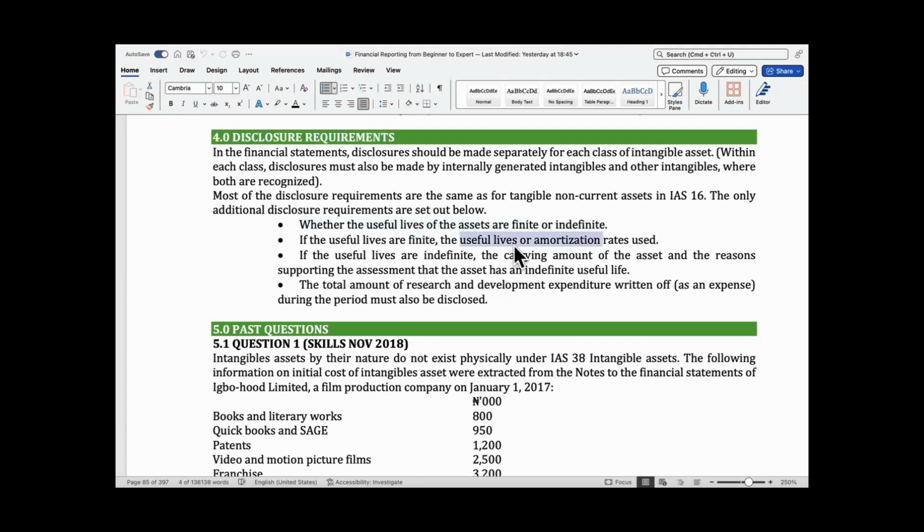If the useful life is indefinite, we need to state how we assessed that it has an indefinite useful life. You also need to tell us the amount of research and development expenditure that has been written off as expense in our books. That also has to be disclosed.